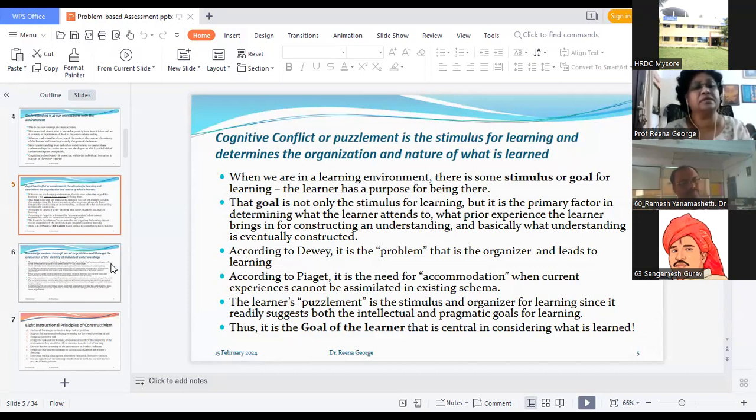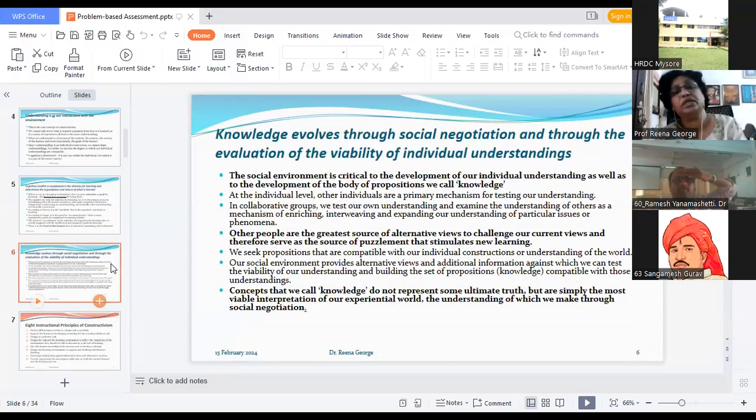One proposition of constructivism. The next one is knowledge evolves through social negotiation and evaluation of the viability of individual understandings. See, the social environment is critical to the development of our individual understanding as well as to the development of the body of propositions, what we call knowledge. So, society is critical. You present something, and the society definitely argues. And at the individual level, other individuals are the primary mechanism for testing our understanding. You know something, you tell that to your friend or your peer or your students. The nature of constructivism allows them to question it. And you will have to give sufficient, satisfactory, logical reason for that. Okay. This is the process of developing knowledge in constructivism.